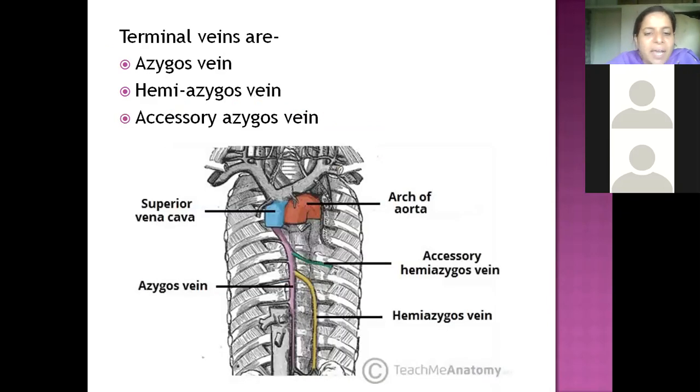Once you understand, we have intercostal veins. These intercostal veins will have a different draining pattern on the right side. On the right side, all of them will be draining into the azygous vein. On the left side, the upper half is draining into the accessory hemiazygous, and the lower half is draining into the hemiazygous.